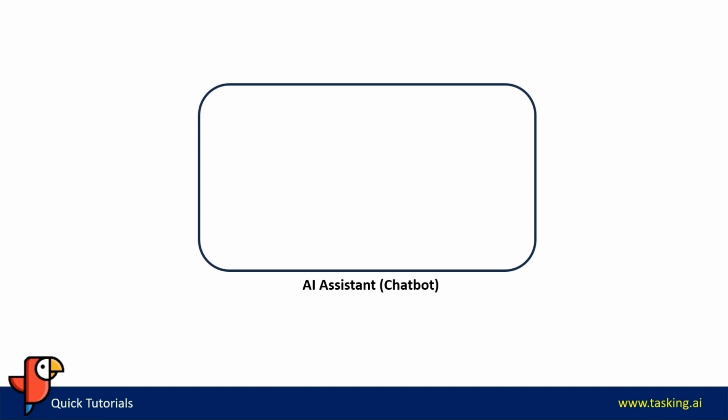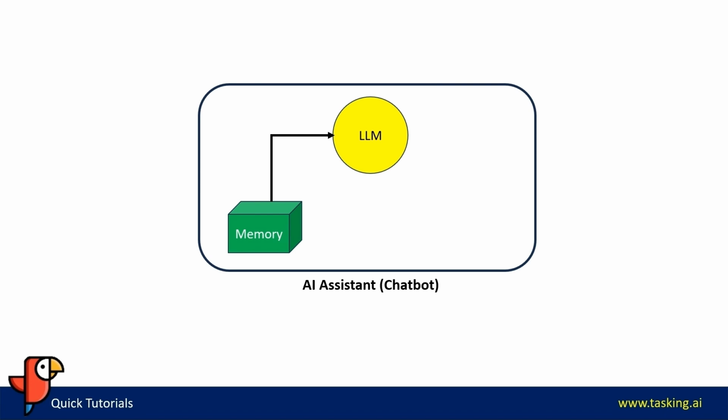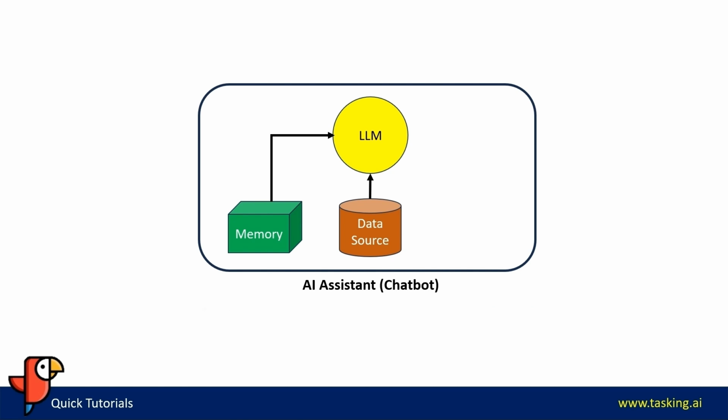To build an AI assistant or chatbot using TaskingAI, you first need to select an LLM. TaskingAI supports various popular open-source or commercial LLMs such as ChatGPT, Gemini, Llama, and others. It has a built-in memory system by which the LLM can access the chat history to provide better responses. It also supports various vector stores to implement RAG systems. Using this feature, you can connect an arbitrary data source like a PDF file to your LLM.